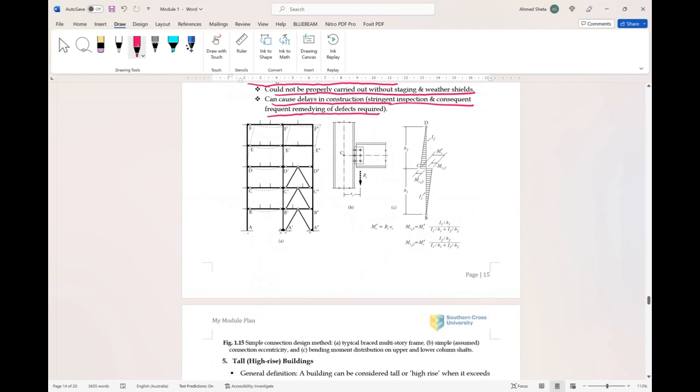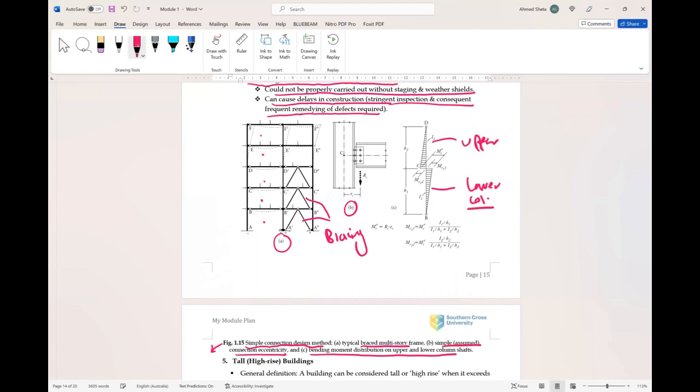This figure 115 is the simple connection design method. In figure A, this is a typical braced multi-story frame, as you can see, multi-story with bracing system. In figure B, this is simple connection eccentricity. In figure C, depending on the distribution between the upper and lower column.